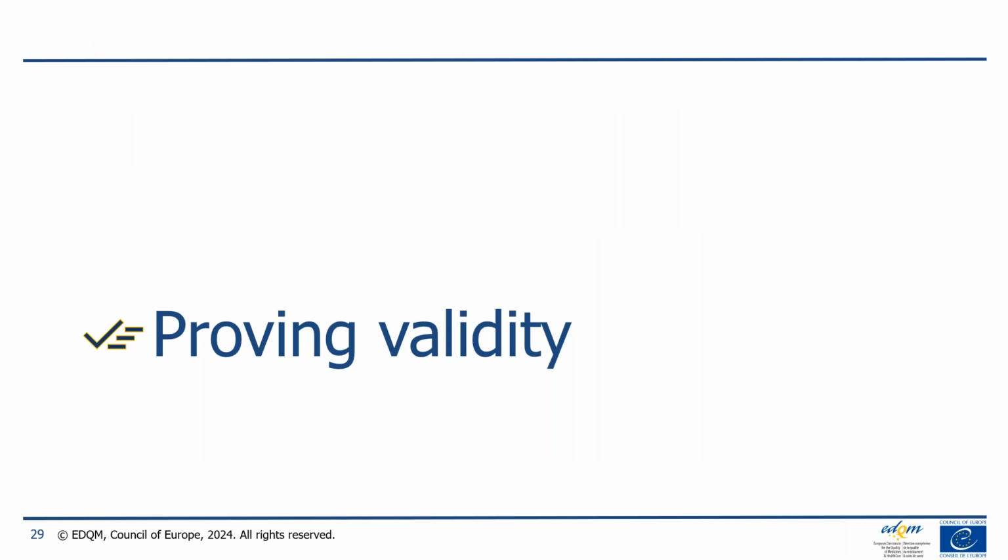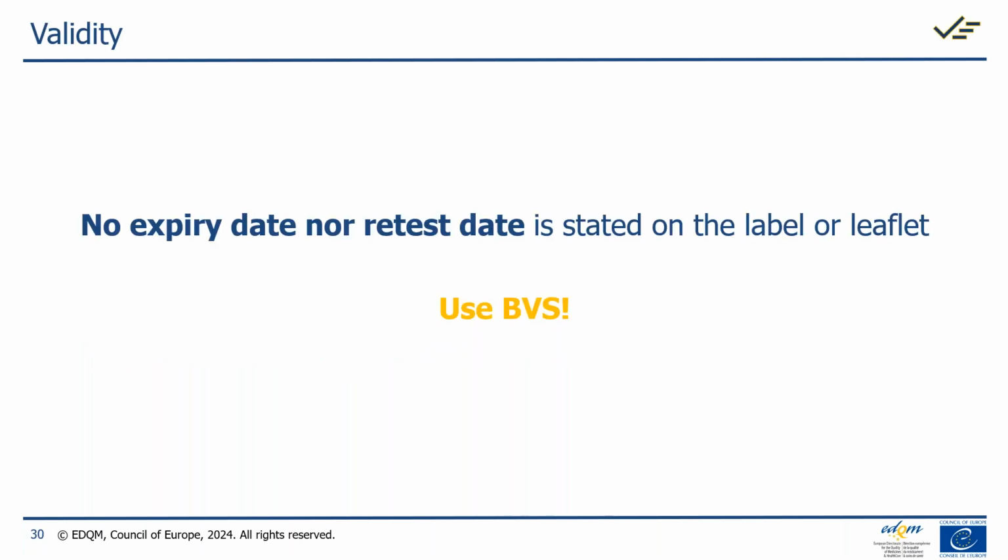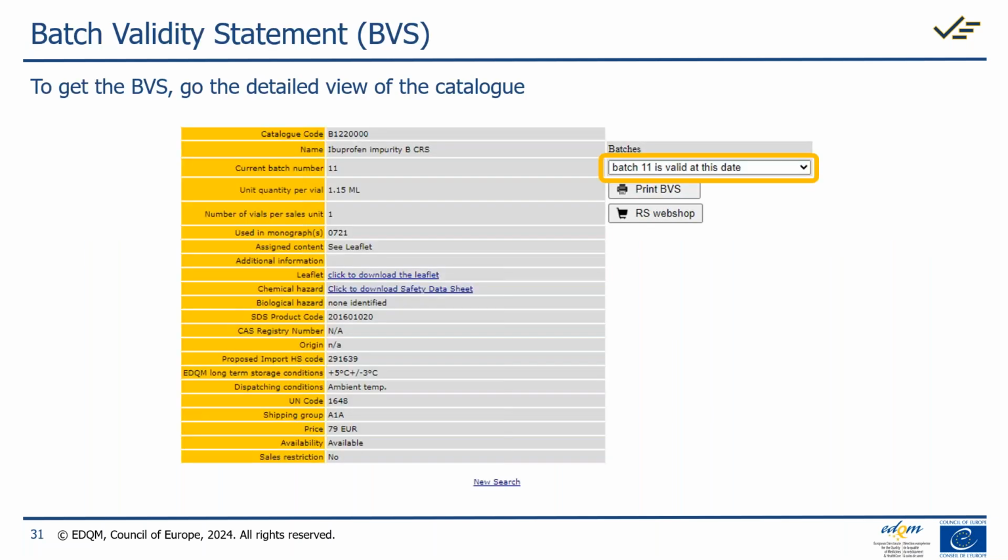So how can you prove the validity of the reference standards you are using? We do not provide an expiry date or a retest date. We ask you to use the batch validity statement, the BVS. To get the BVS, you have to connect to the online CRS catalog and follow the dedicated link to the BVS. In this example, we are using ibuprofen impurity B CRS.